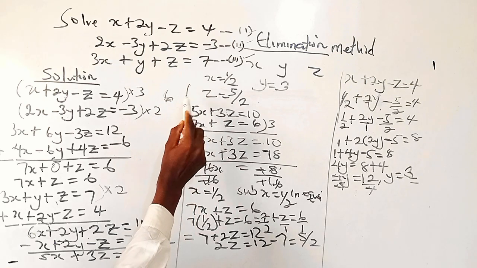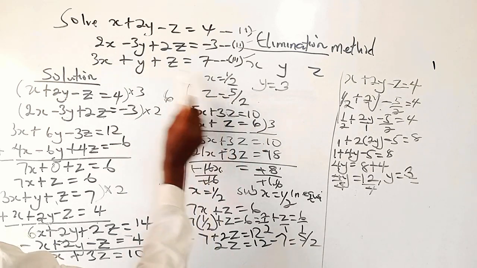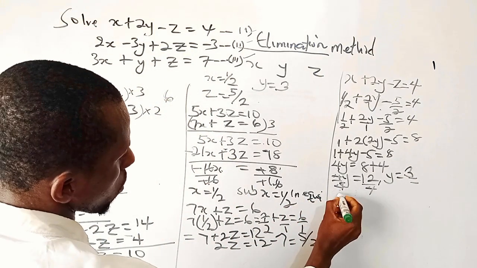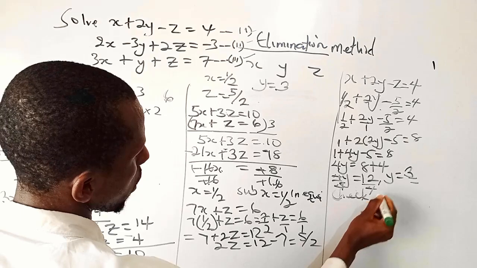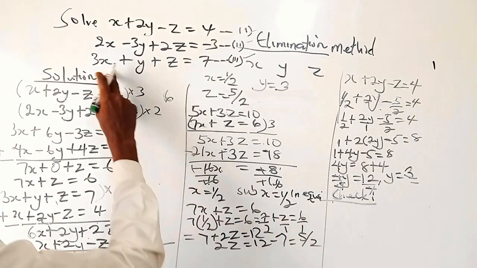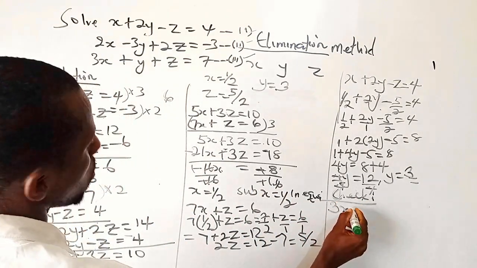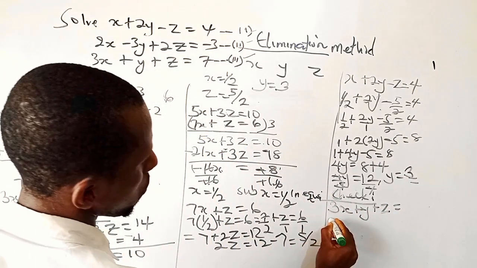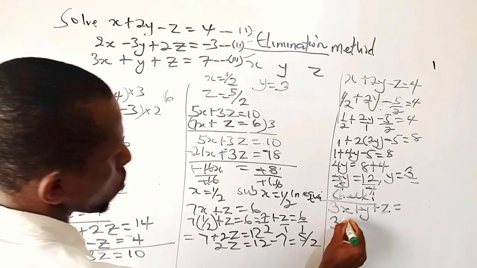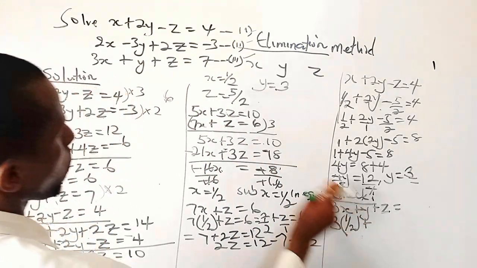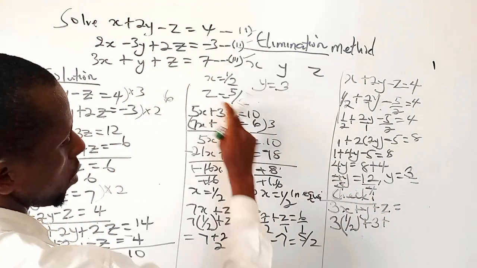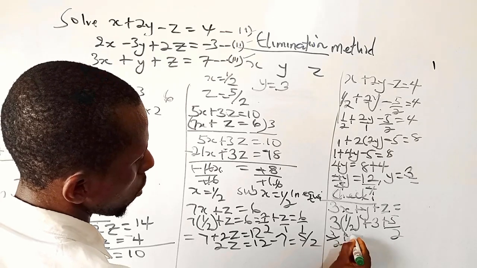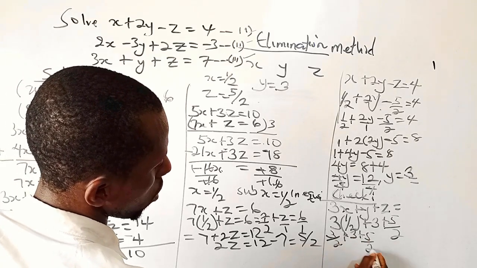So when you substitute this value back into any of these equations, it gives the answers. Let me use equation 3 to check. Here I have 3x plus y plus z equals, so for my 3x I have 3 times my x, which is 1 over 2, plus my y is 3 and my z is 5 over 2. When I solve this, I have 3 over 2 plus 3 plus 5 over 2. This is over 1.